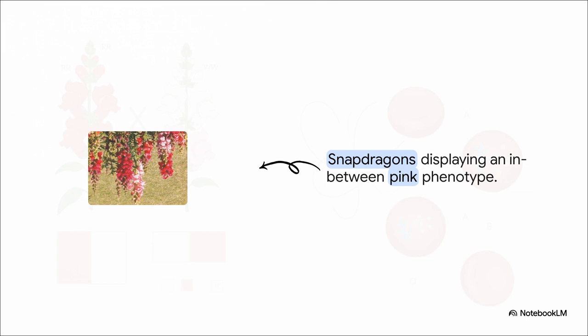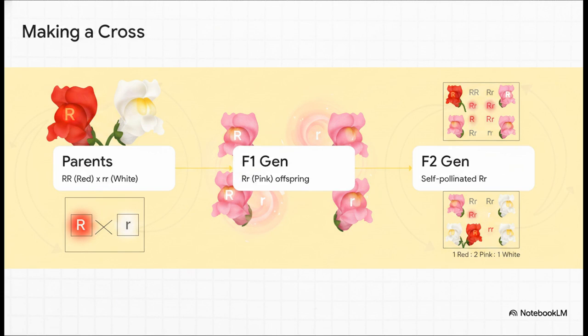Now, if we strictly followed Mendel's rules, crossing a true breeding red-flowered plant with a true breeding white one should give us offspring that are entirely red, right? Assuming red is dominant. But take a look at what actually happens in the F1 generation here. They are completely pink. The trait didn't resemble either parent directly. It just completely blended into this totally in-between phenotype. Let's look at how the genetics actually play out here.